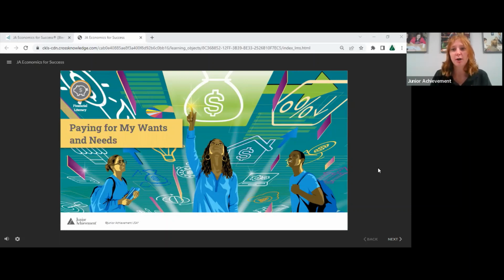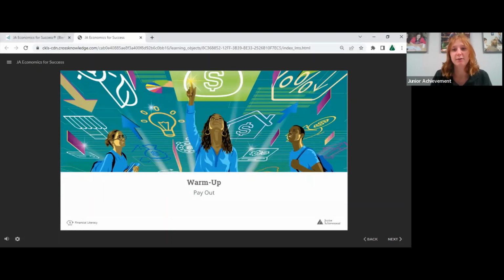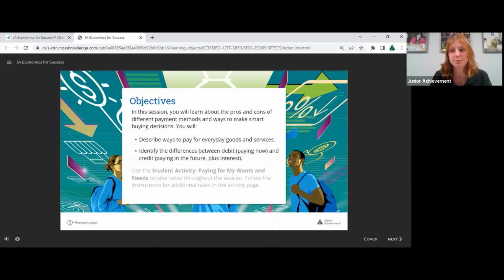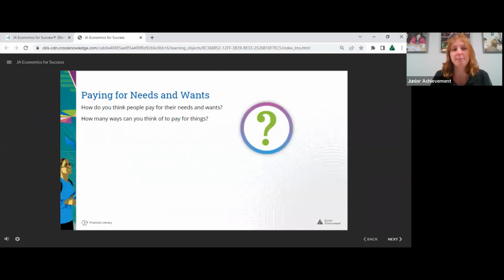Today is all about teaching the students credit versus debit. We're going to go into depth and talk about the difference between them and the different payment methods and what category they fall under.